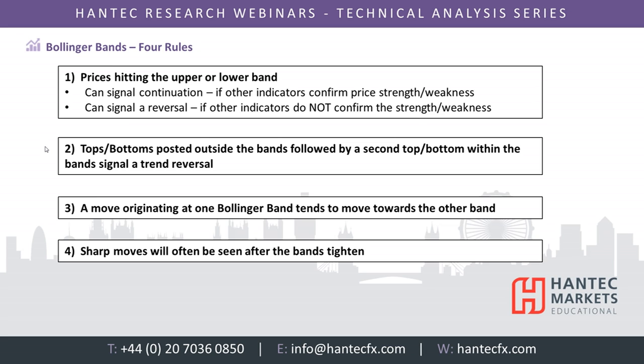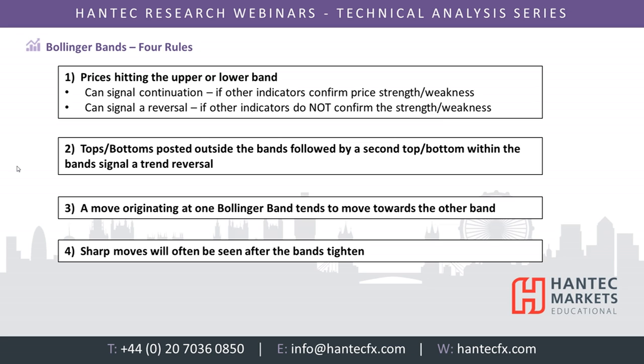Okay, so number 3, a move originated at one Bollinger Band tends to move towards the other band. Now, again, this is dependent on the direction of the trend. If it's, say, for example, a sideways trend, then it's best that you play the range within that sideways trend, and the Bollinger Bands can be very good at calling that range.